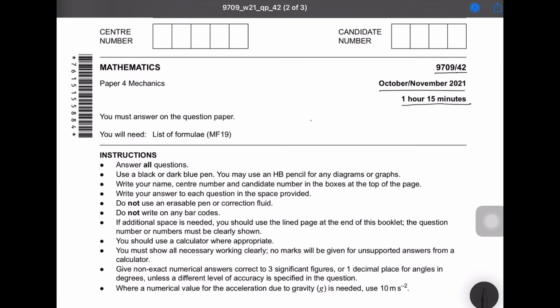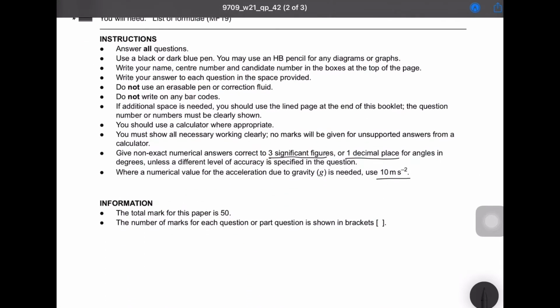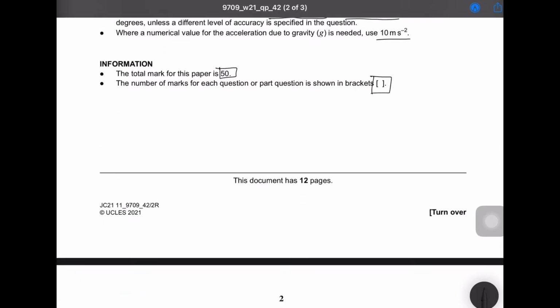Then always you have a common question. What will be the value of g, gravitational acceleration due to gravity? 10 meters per second squared. And always keep the answers in 3 significant figures, and for angles keep the answers in 1 decimal place. And always show your working clearly. And it's a 50 marks paper, and marks are given in square brackets. Let us go through the question.